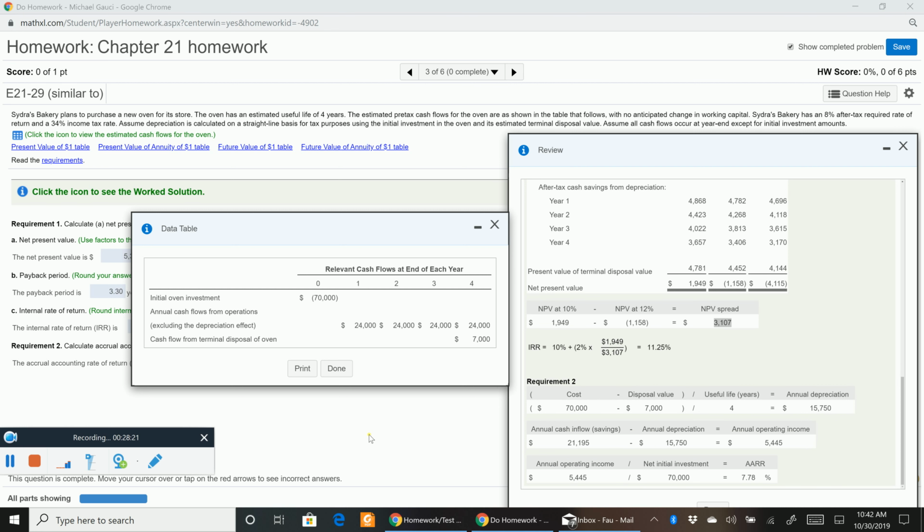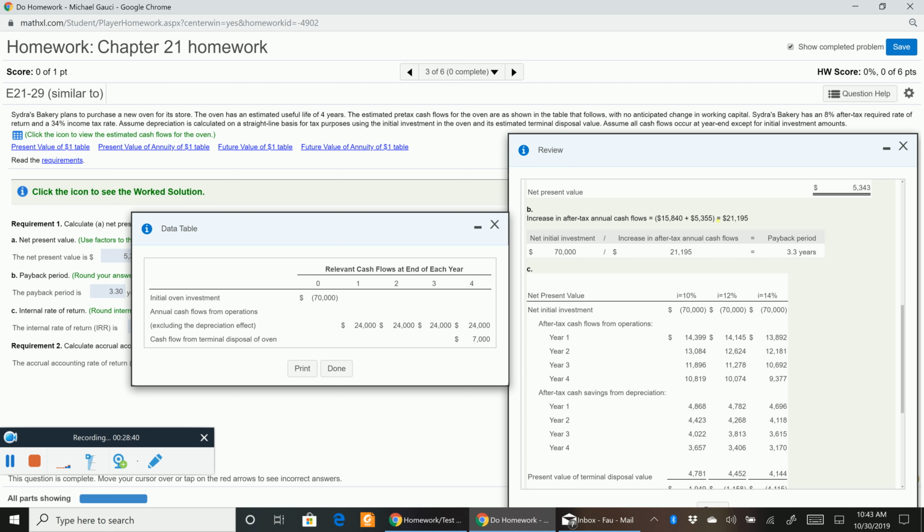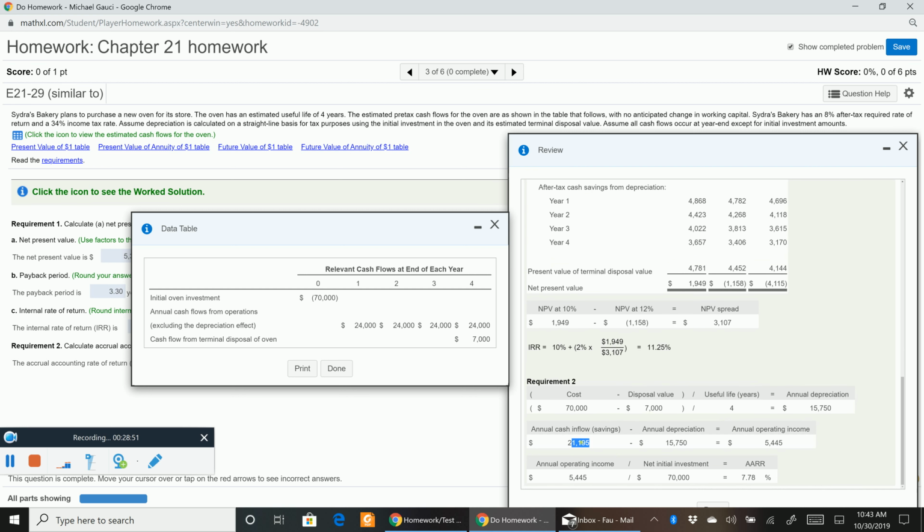And last but not least, the accrual accounting rate of return. Once again, with accrual accounting, we need to deduct the depreciation expense from the annual cash inflow. Earlier we said many times the annual cash inflow was $21,195. We saw that here. It's the after-tax cash inflow from the increase to the margins plus the tax savings, $21,195 minus the annual depreciation, which is calculated up here, cost minus salvage value divided by the useful life.